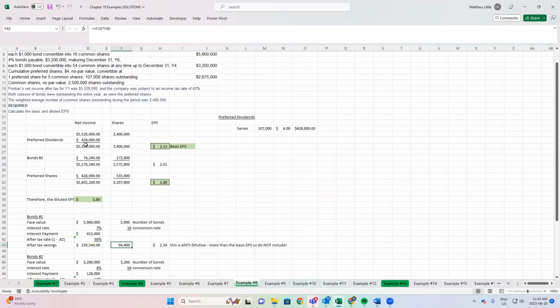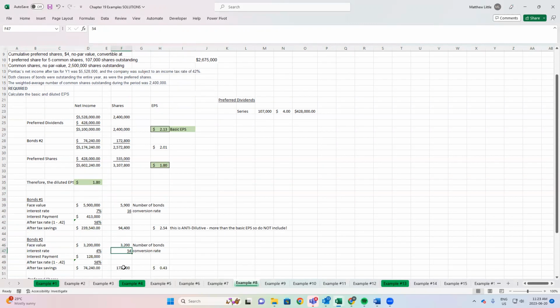Moving on to the bonds number 2, we have a $3.2 million or 3,200 $1,000 bonds convertible to 54 shares, which is 172,800 shares. The interest rate on these ones are 4%. 58% is your net income. So our after-tax savings will be 74,000. So our earnings per share on this conversion will be 43 cents, meaning that it is dilutive. So we will include that.